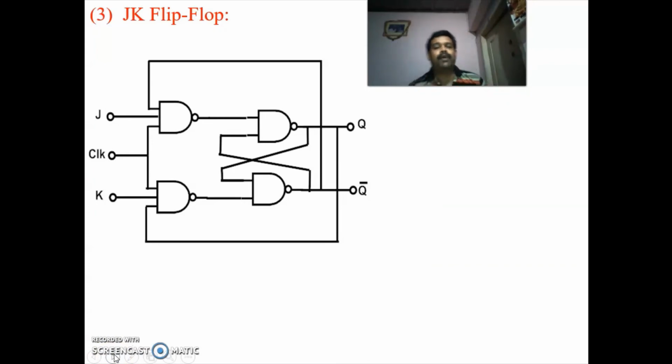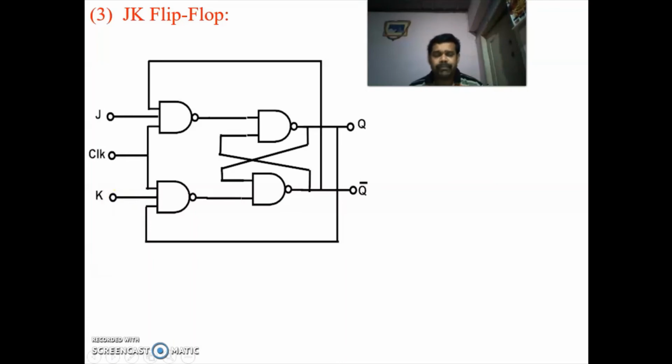In the JK flip flop, we have taken a feedback from Q bar and connected it to the first NAND gate, and next we have taken one feedback from Q and connected it to this NAND gate. So this is nothing but a JK flip flop using NAND gates. You have two inputs, J and K.